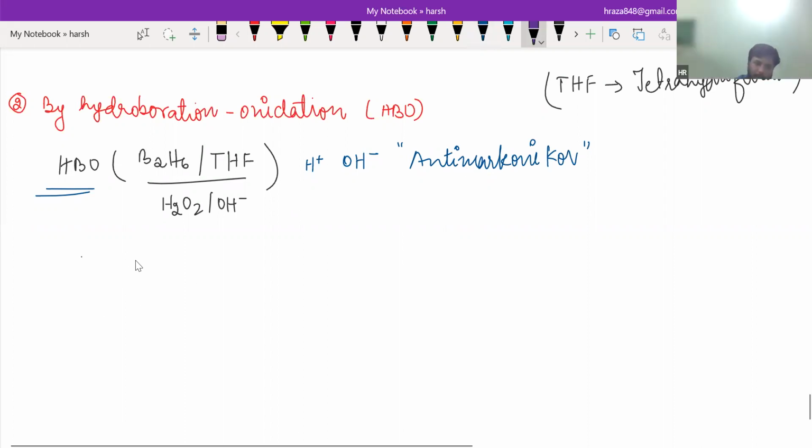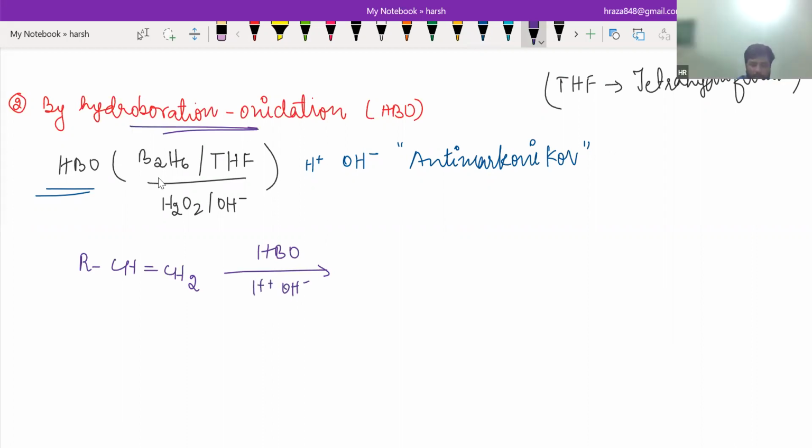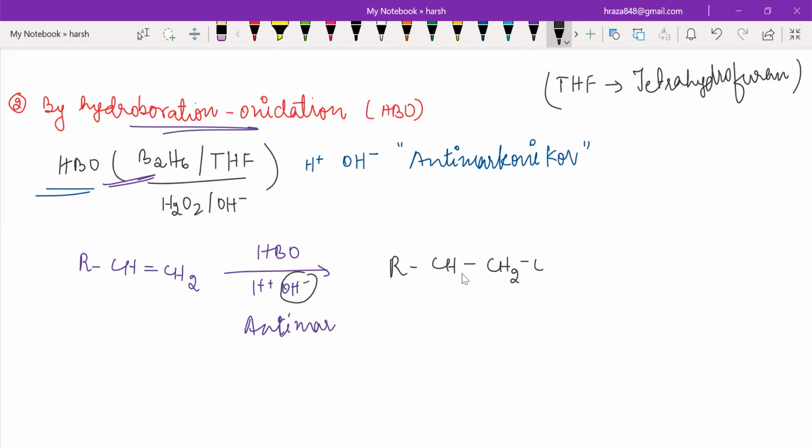So if we have RCH double bond CH2 and there is HBO, that is B2H6 and THF, then H2O2 and OH minus, that means hydroboration and then oxidation, it will be anti-Markovnikov. The negative part will go to the carbon which has the greater number of hydrogen. So the product will be this. Okay, please write.